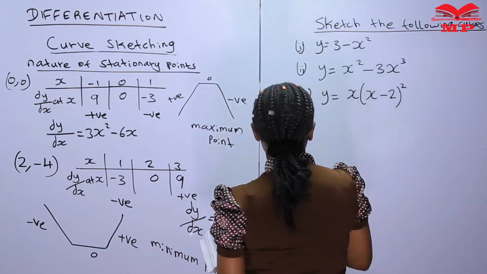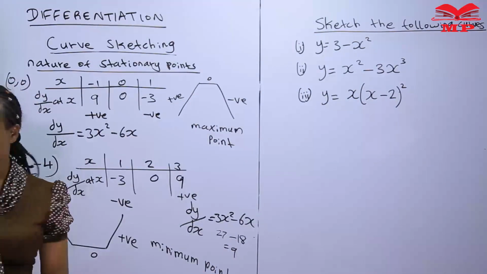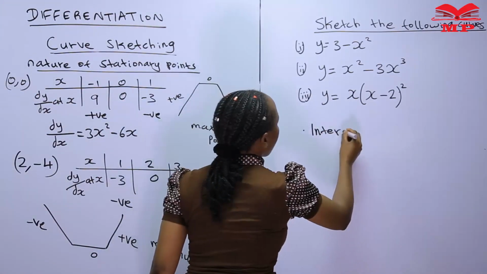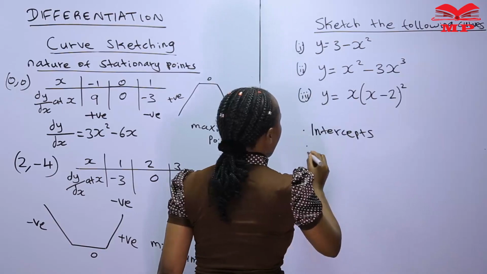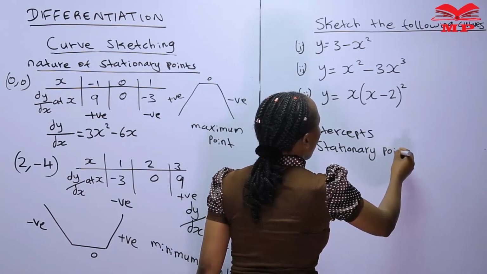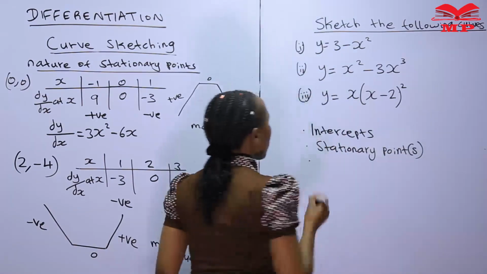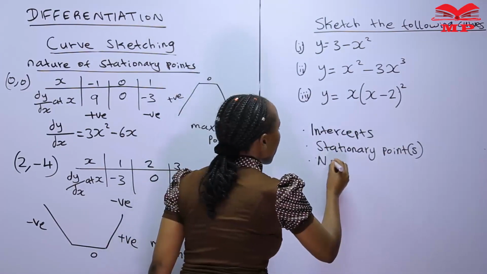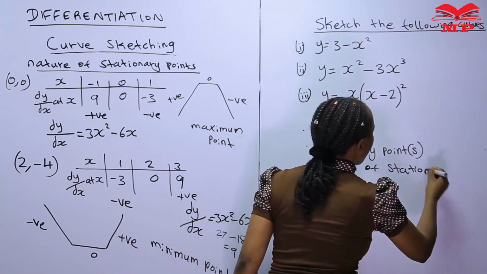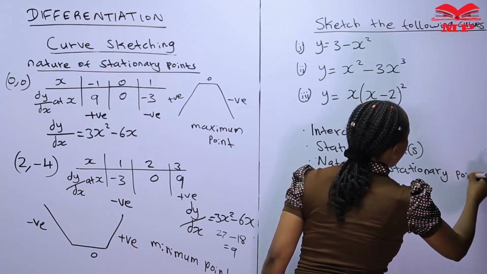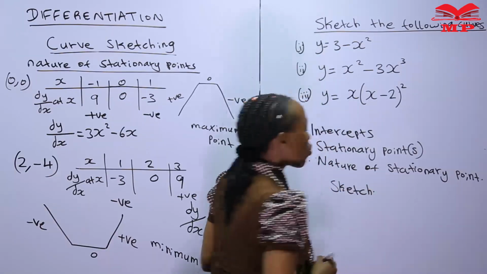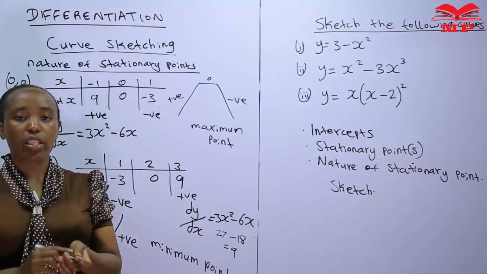So ensure that you sketch the following curves. That is, first get the intercepts, x and y intercepts, then the stationary point or points. They can be more than one. Finally, you get the nature of the stationary point, and then finally you come and sketch your curve to show the general features or the general shape of the curve.